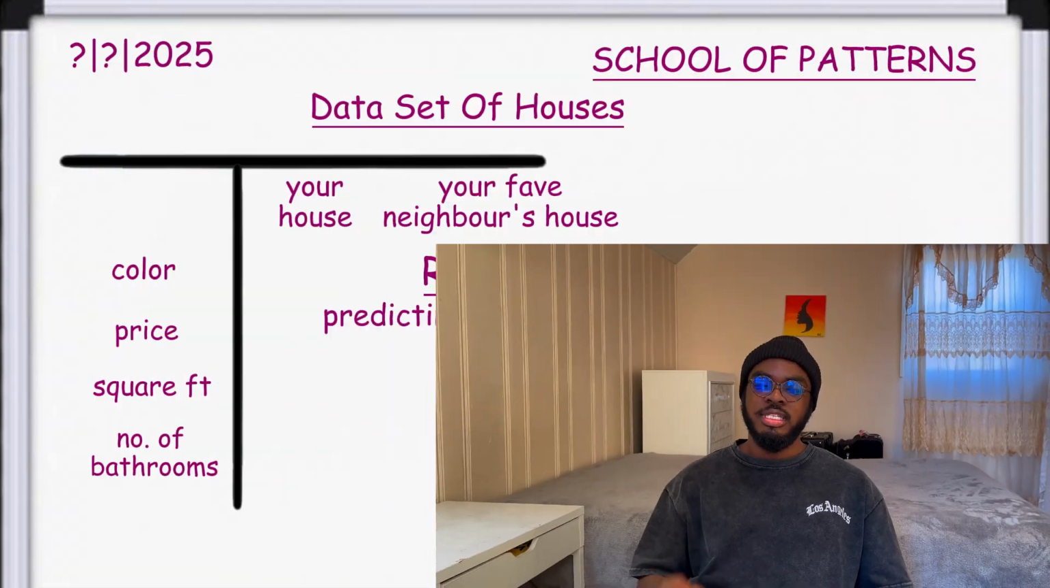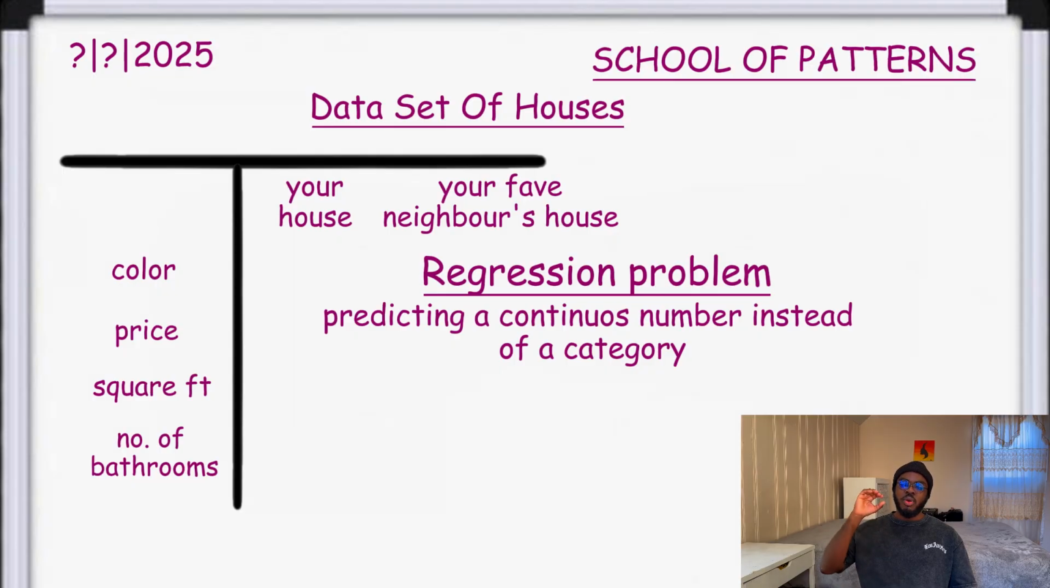Will rain fall tomorrow or will it not fall tomorrow? That is a classification problem. Then the regression problem. This is when we're predicting a continuous number instead of a category.